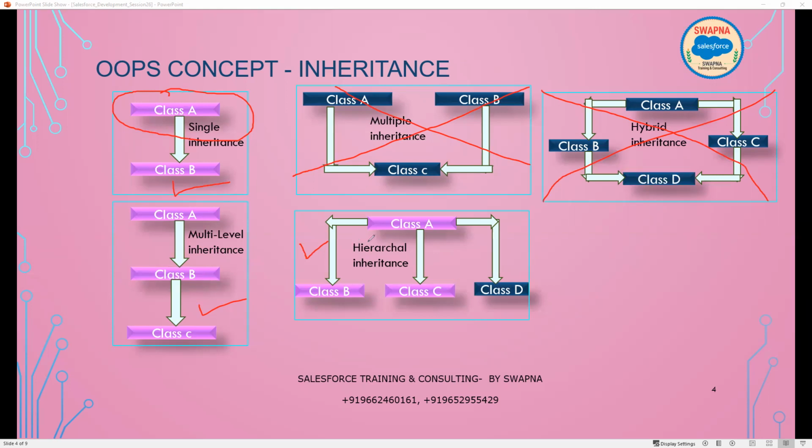That means wherever a single parent is there, only that concept is supported in Salesforce. Children can be multiple, but the parent should be single. If I see multiple parents anywhere, Salesforce does not support it. That means multiple inheritance or hybrid inheritance, Salesforce does not support. Salesforce supports only single inheritance, multi-level inheritance and hierarchical inheritance, which has a single parent and possibly multiple children.